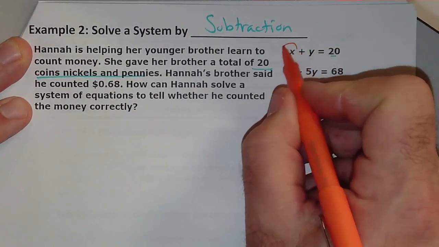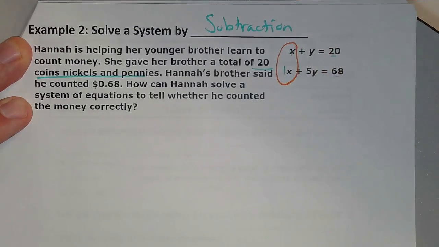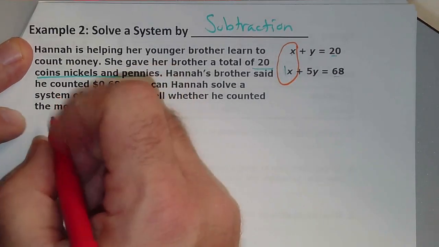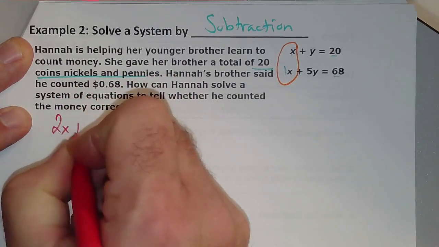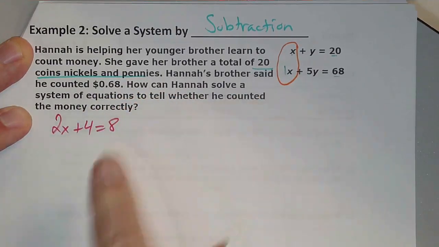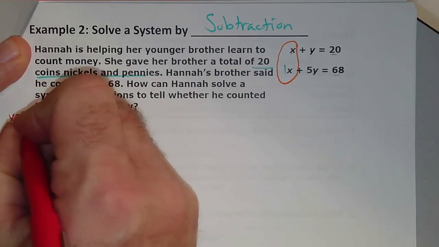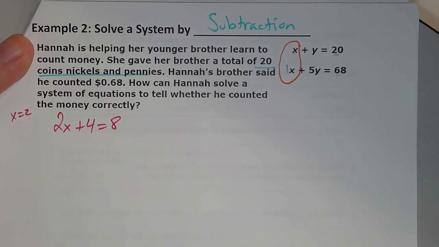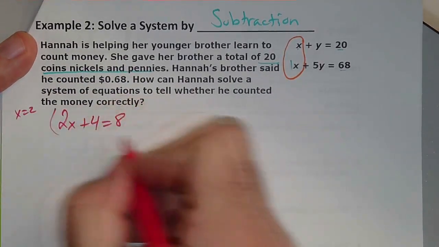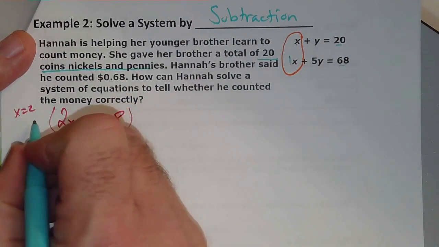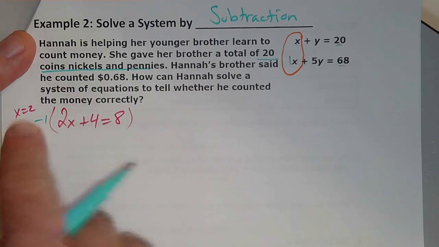Well, at this point, I'm going to lean toward the x's because they're pretty similar. They have the same coefficient. But before we do that, I want to show you something about equations that we can do. If I have 2x plus 4 equals 8, what does x equal? You're absolutely right. X equals 2. Now, what I need you to understand is that whatever I do to this equation, if I do it to every single piece here, it will not change the value of x. X will still equal 2.